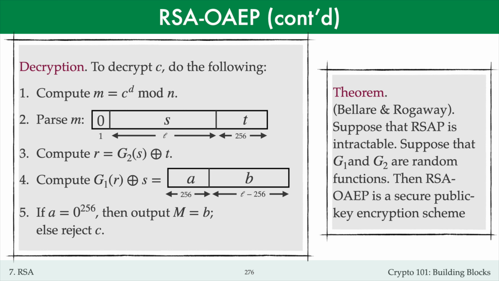The second assumption, that the masking functions are random functions, is a very strong assumption. Indeed, in practice, G1 and G2 are constructed from hash functions such as SHA-256. These hash functions behave like random functions, but are not random functions. Hence, the theorem is a highly conditional guarantee of security for RSA-OAEP.